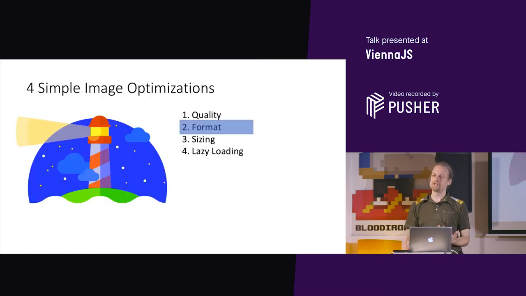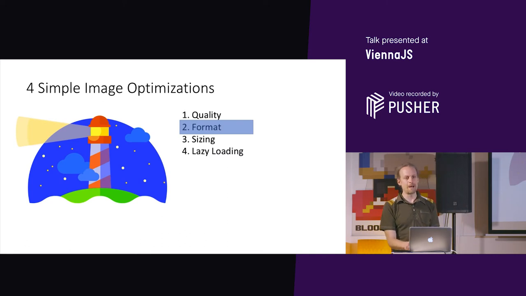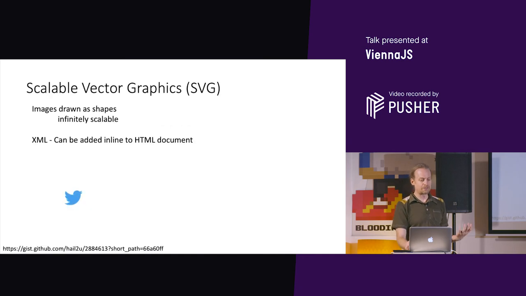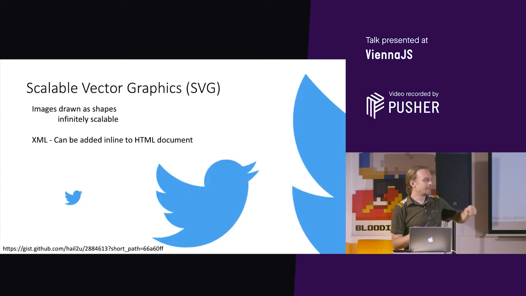The second optimization inside Lighthouse is the format. There are a lot of different image formats out there, right? We've got JPEGs, which are definitely the most popular. We've got GIFs, we've got PNGs. Let's talk about SVGs for a little bit. Vector graphics are really cool. They're infinitely scalable because they're drawn as shapes and they're basically XML documents. So that Twitter icon is the same icon and you just stretch it, and because they're all vectors, it just scales no matter what, and it's awesome.